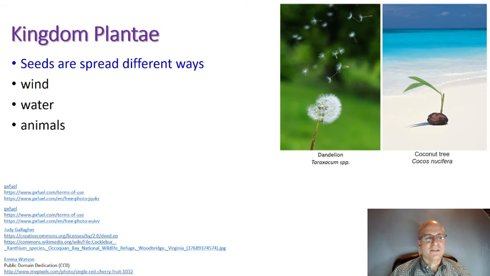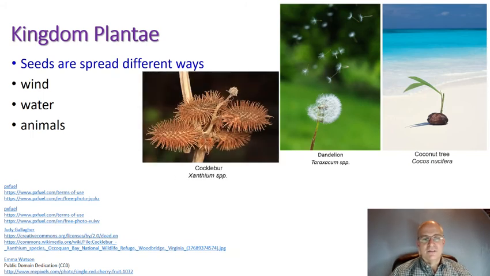Some plants spread their seeds with the help of animals, and that's why if you've ever come across a cocklebur walking around in a prairie, the little hooks on the cocklebur here catch on fur, they catch on clothing, and they are carried away. And when an animal picks it off and throws it away, hey, you've just spread the seeds of the cocklebur.